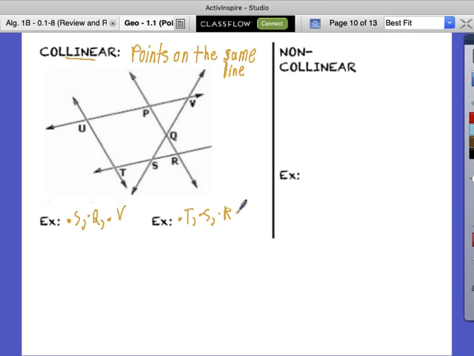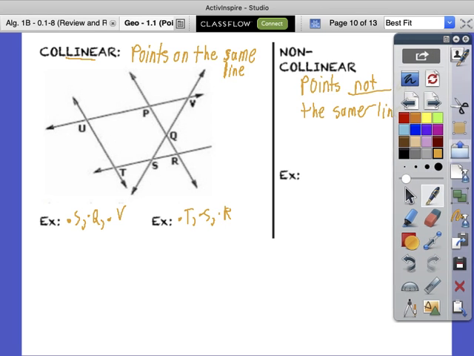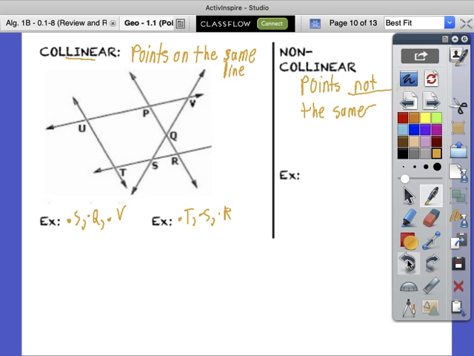Okay. We also have non-collinear. What do we think non-collinear means? Okay, they're not on the same line. They're points that are not on the same line. Non means no or not. They're points not, I'm going to underline that, on the same line. Okay, points not on the same line.